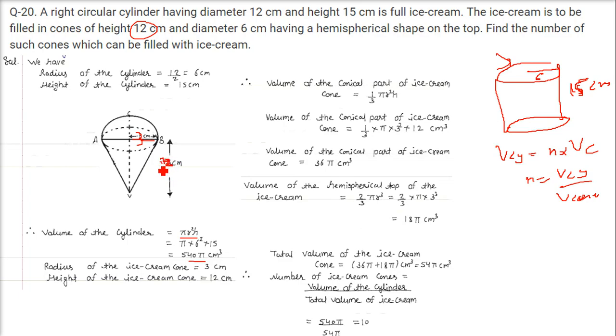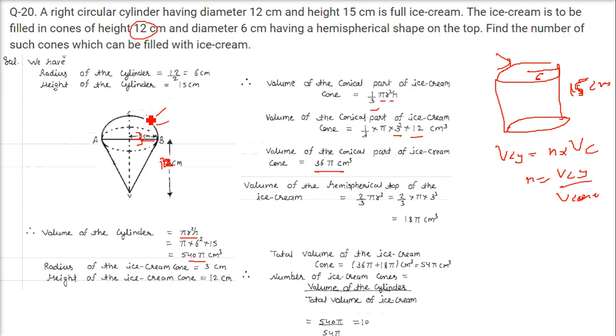The height of the cone is already given, 12, right? Then the volume of the conical part will be 1/3 π r² h. So 1/3 into π into 3² into 12. Height is 12 and radius is of course 3. This you can easily find out.